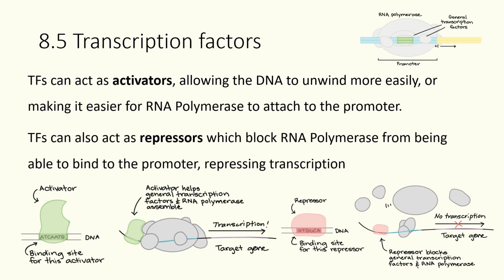So activators bind to the promoter to make it easier for RNA polymerase to attach, and repressors bind to the promoter to stop RNA polymerase from attaching. We can also have other types of transcription factors, such as enhancers and silencers, but these are the main two that you need to worry about.